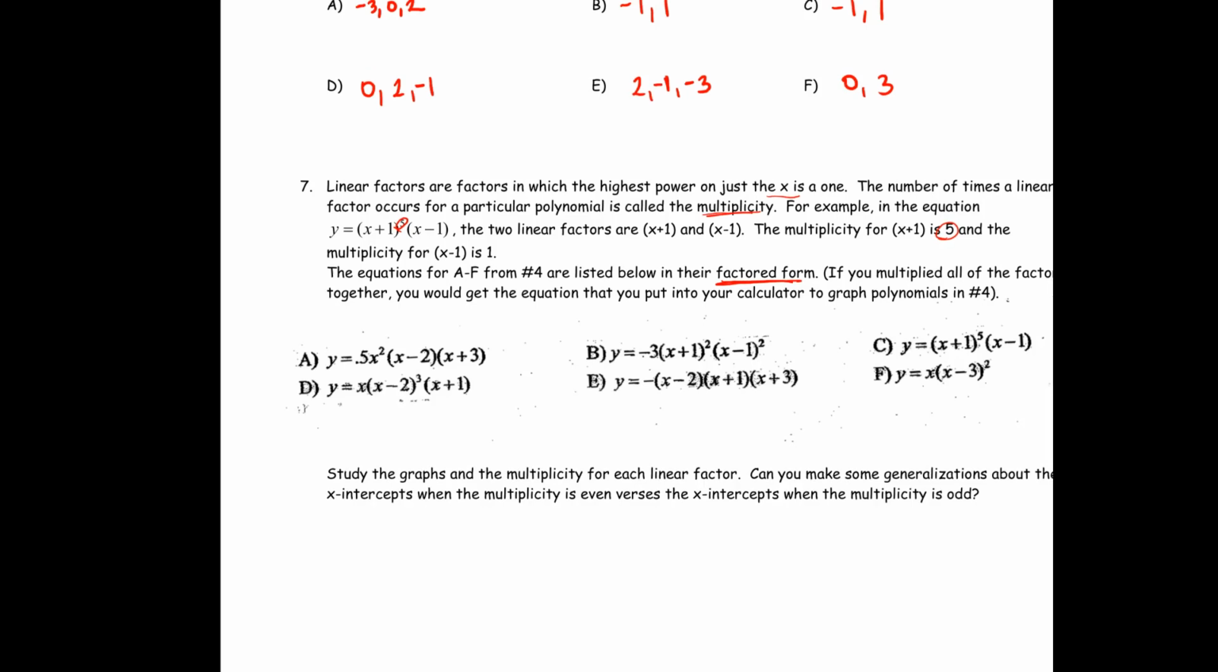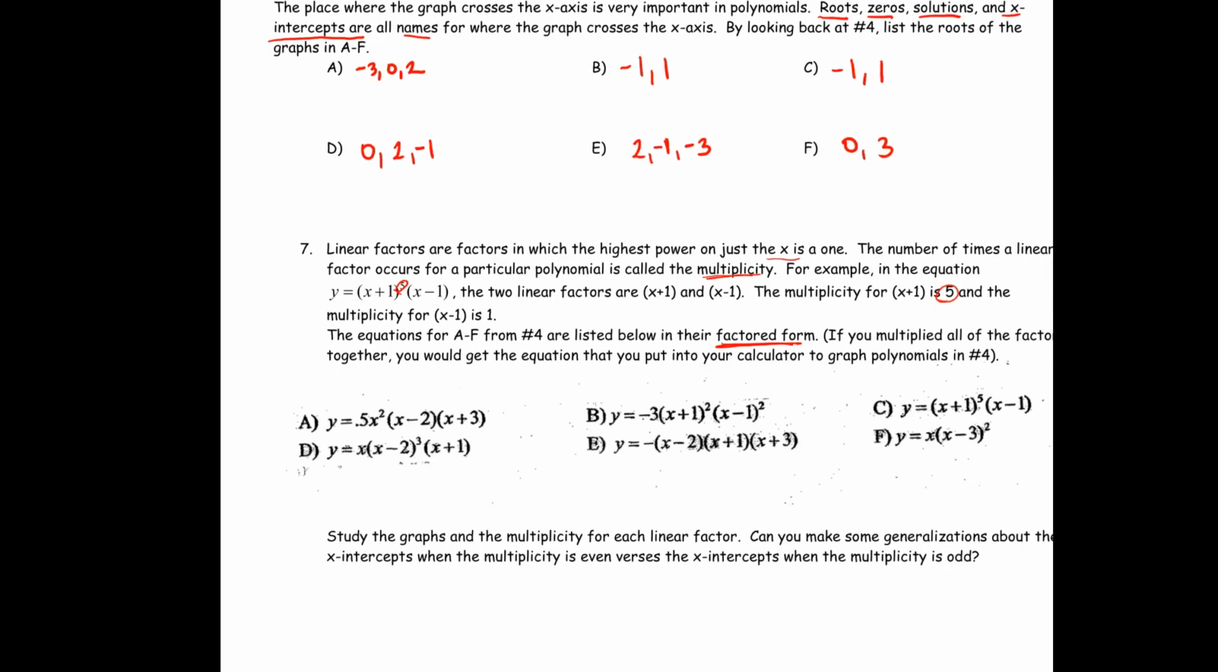Now, what I'd like you to do, and this is going to take a little time, is to study the graphs. So you're going to be looking at the zero values. Notice in letter A, -3, 0, and 2 shows up here as -3, 0, and 2. So you're going to be looking back at your graphs and studying the zero values, and you're going to see if you can make any generalizations about the x-intercepts when the multiplicity is even versus the x-intercepts when the multiplicity is odd. So for example, if I look at letter A, and this is why you have your partner, you might be sharing, one looking at one page, the other looking at the other.